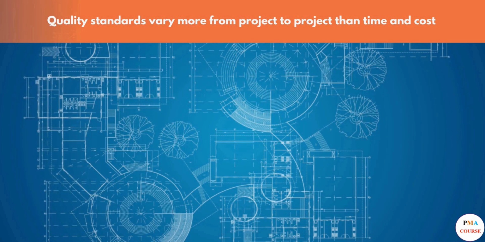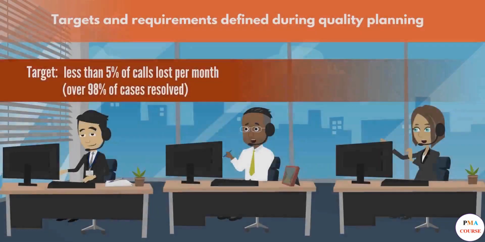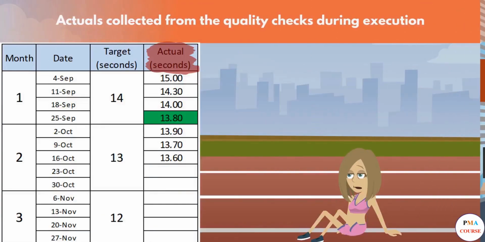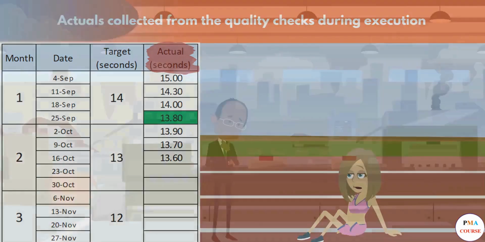Now we'll be looking at quality control. Quality standards vary more from project to project than time and cost, but we will highlight a few common things that you can do when performing quality control activities. So you have defined targets and requirements during quality planning, and you have collected actuals from the quality checks during execution. The same question needs to be asked again. Are the quality targets being met?